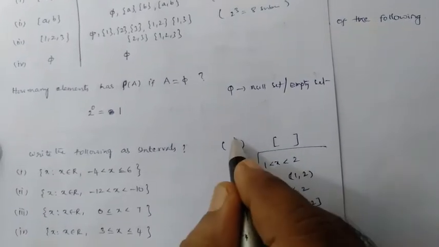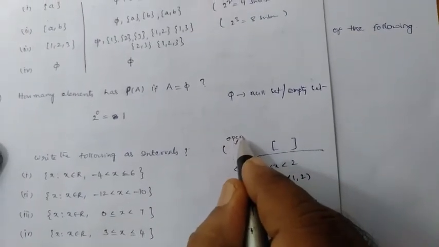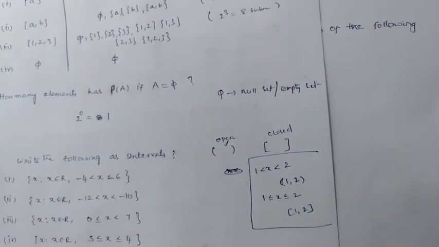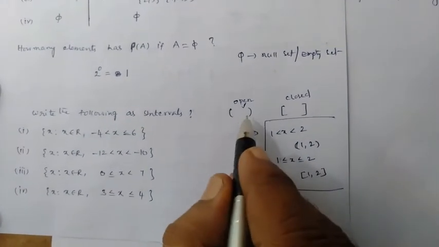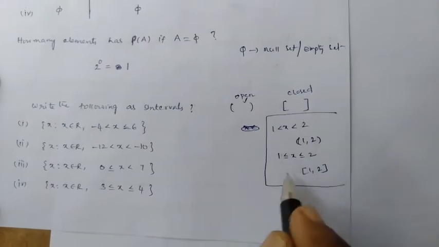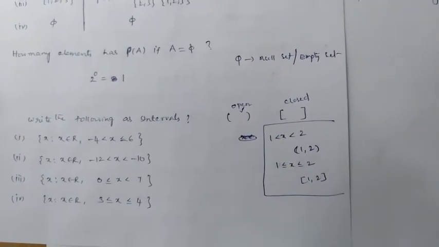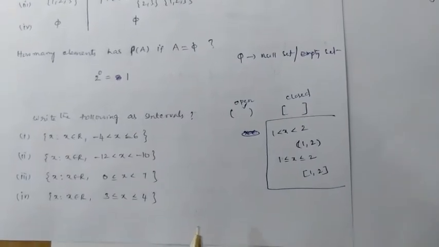This is open interval. This is closed interval. You all know that, I think. Open interval means it excludes 1 and 2. Closed interval means it includes 1 and 2. There are different types of intervals: open, closed, half-open. All will be there.